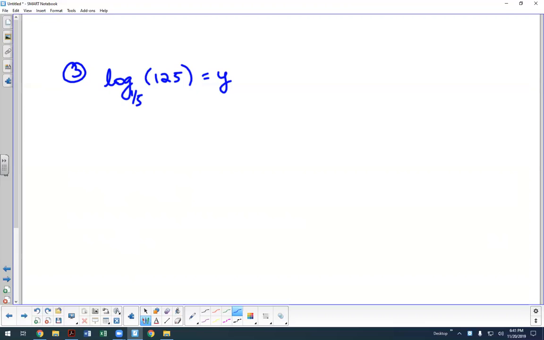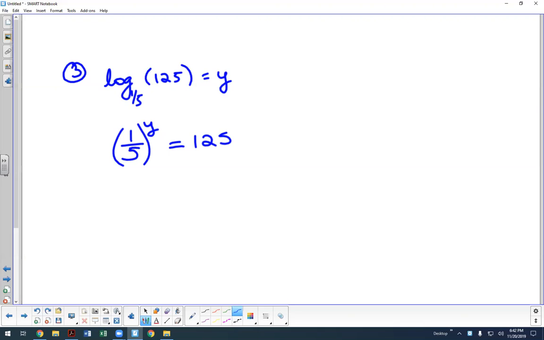Okay, so let's start by rewriting it as the exponential form. What did you get? No? Okay, we'll ask him again. What will this look like in the exponential form? Yeah. Very good. So you will have 1/5 raised to the power of y equals 125. Very good. Right, so again, the same base for the log will become the base for the exponential function, raised to the power of y equals 125.